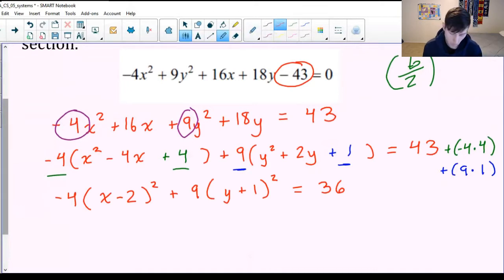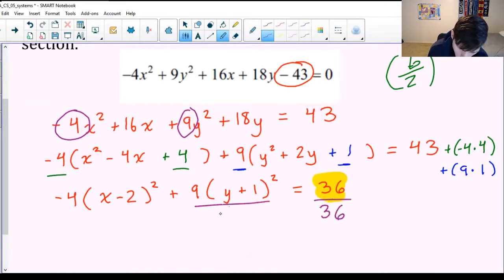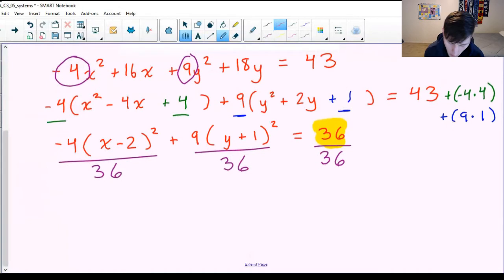All right. So I'm almost to where I need to be. My issue now is that on this right side I have 36, but I want this to be a 1. So how can I change 36 into 1? We're just going to divide the entire equation by 36, so every single term gets divided by 36. Then it's just a matter of simplifying.